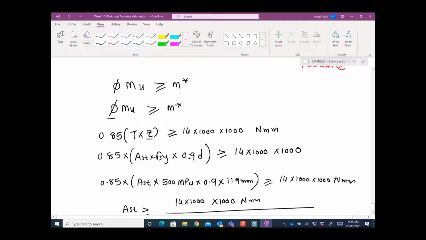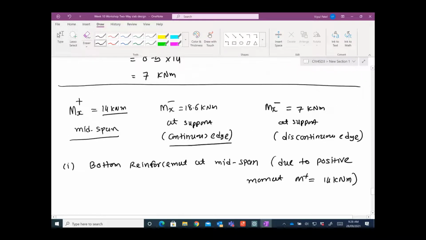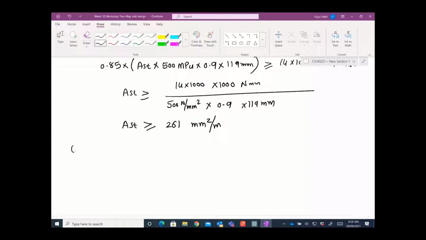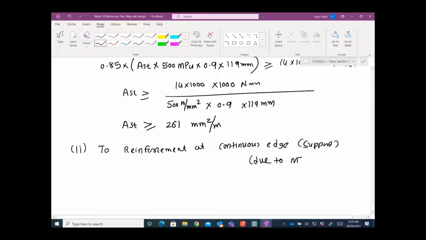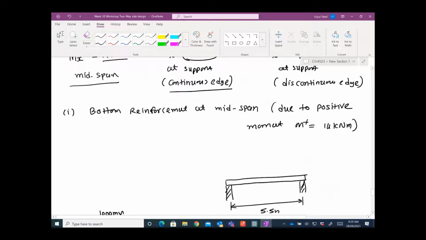Let's do exactly the same thing for this one, that we have another one, right? This one, continuous support, only 18.6. So let's do the second one, negative or top Rio. You said top Rio reinforcement at continuous edge or support, that is due to negative bending moment. The negative bending moment at the continuous edge was 18.6 kilonewton meters.